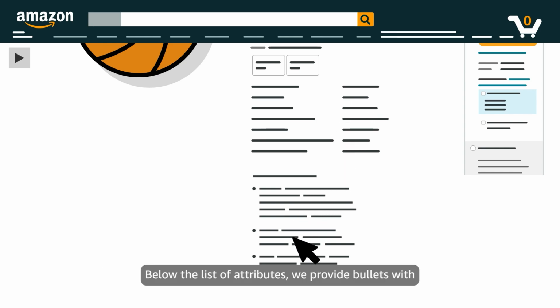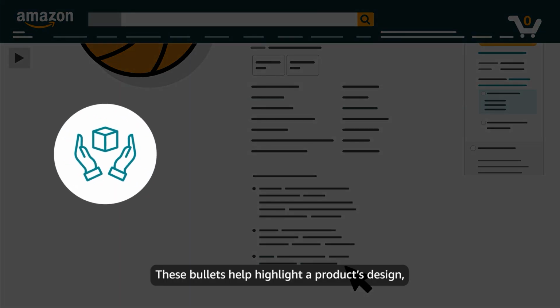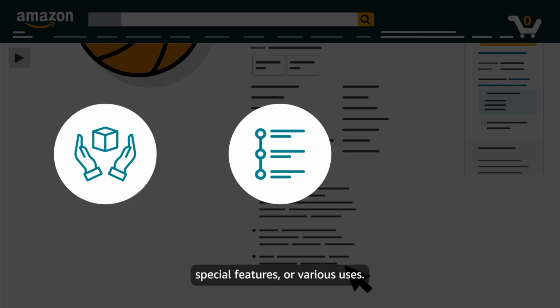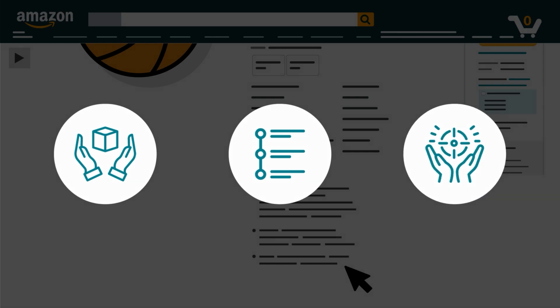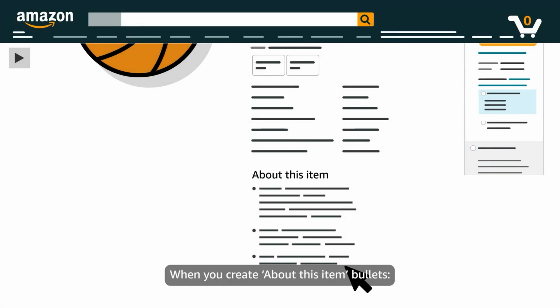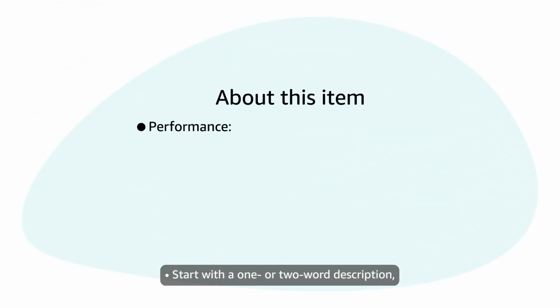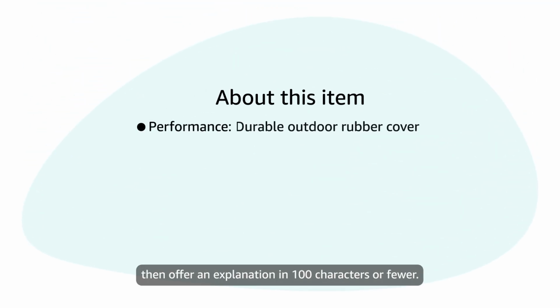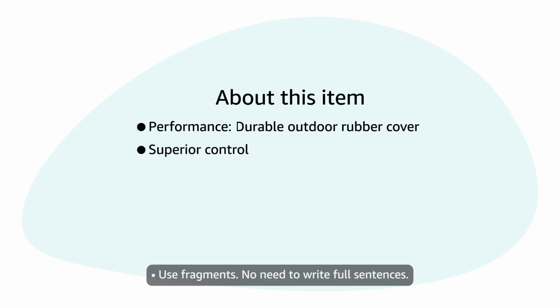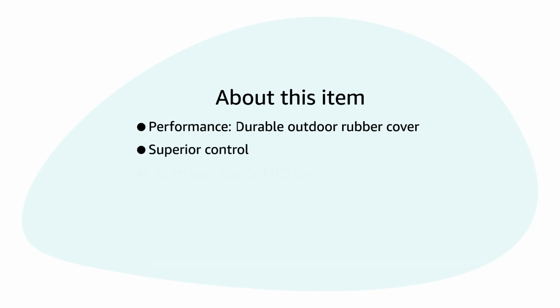Below the list of attributes, we provide bullets with top-line product qualities in an About This Item section. These bullets help highlight a product's design, special features, or various uses. When you create About This Item bullets, start with a 1 or 2 word description, then offer an explanation in 100 characters or fewer. Use fragments. No need to write full sentences.